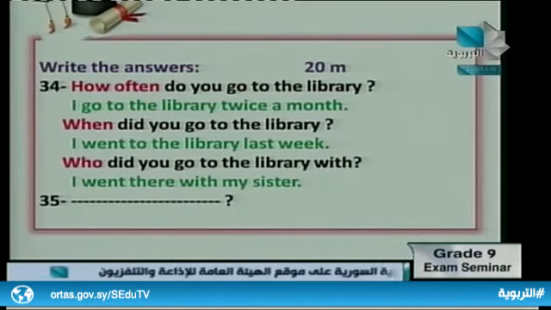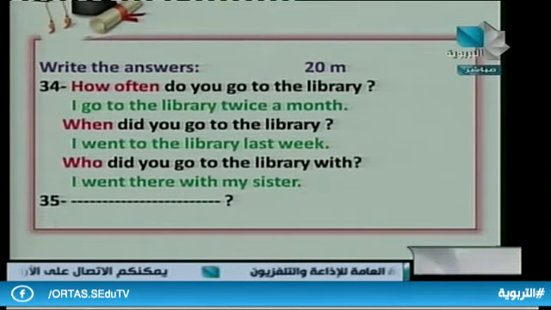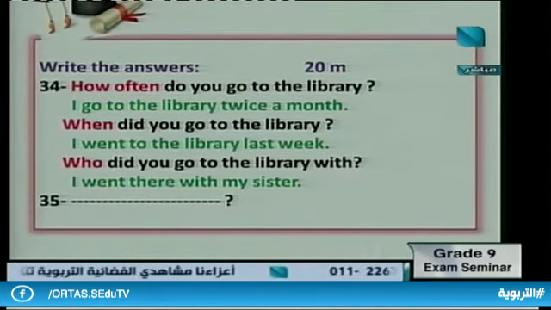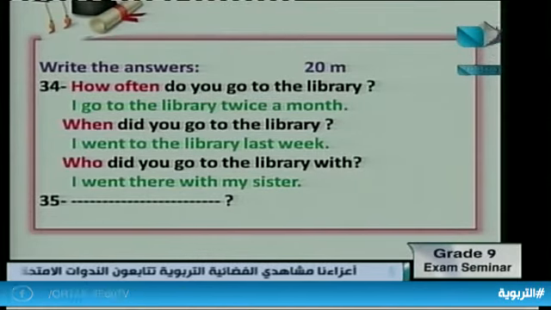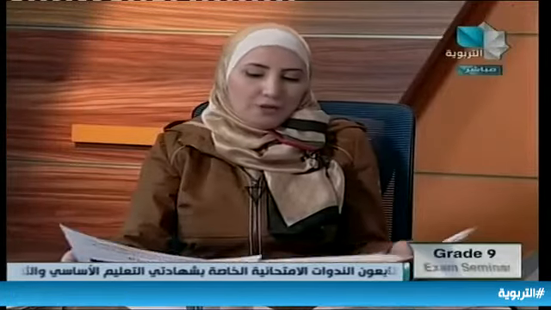Now what about the third option? Here who refers to a person, so I have to mention a person in the object place. I went there with my sister. So it depends on the question word very much in this question.